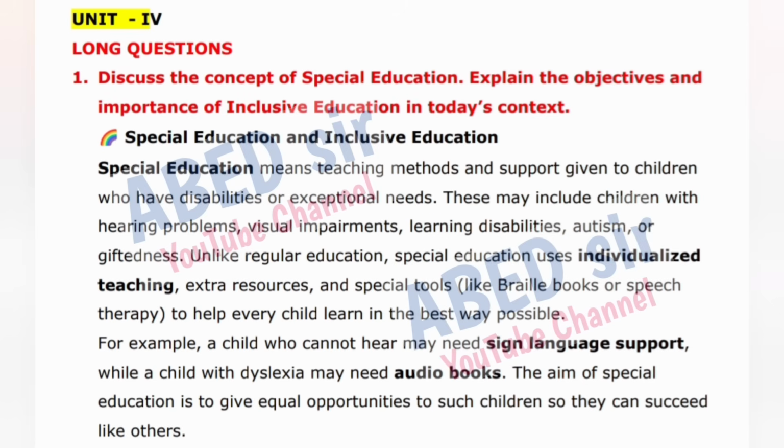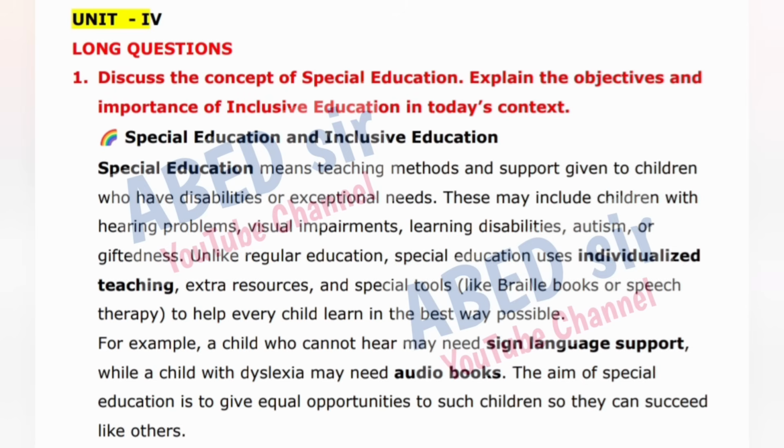Special education means teaching methods and support given to children who have disabilities or exceptional needs. These may include children with hearing problems, visual impairments, learning disabilities, autism, or giftedness. Unlike regular education, special education uses individualized teaching, extra resources, and special tools, like Braille books or speech therapy, to help every child learn in the best way possible.